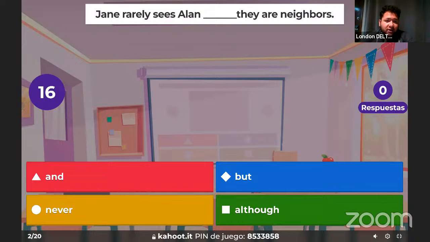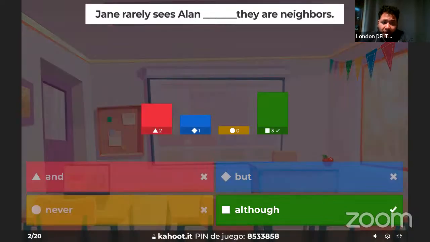Aquí, por ejemplo, Jane raramente ve a Alan. Siguiente idea, ellos son vecinos. Y sería lo más lógico. Although, very well. Do you remember although means aunque? Although means aunque. Jane rara vez ve a Alan, aunque son vecinos. So we have although they are neighbors. Good. Although they are neighbors. Excellent. Entonces, pues bueno, sería esa la única opción.